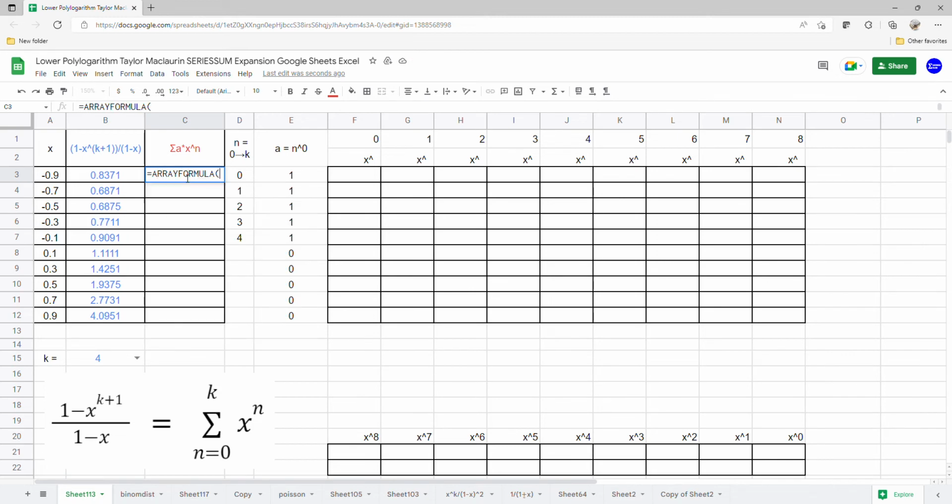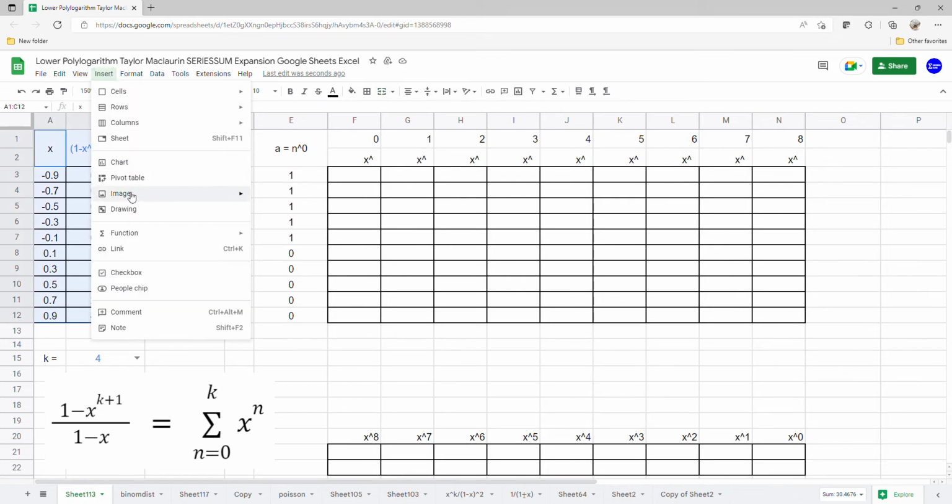Array formula. Series sum of the x values raised to the power n, where n starts from 0 incremented by 1, and the coefficient will be this range. Enter. And we'll chart this. Insert chart.